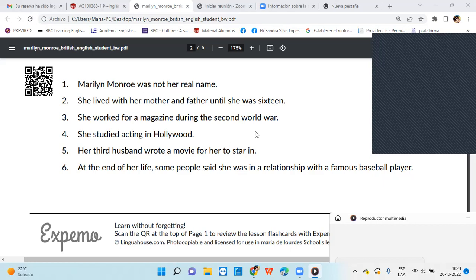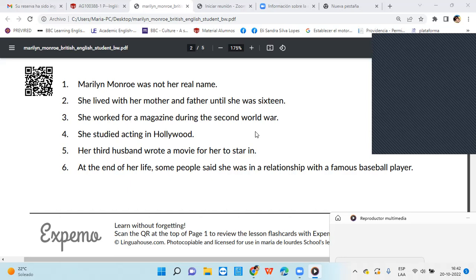She lived with her mother and father until she was 16. False, because she lived with foster families. Okay, and why not with her mother? Her mother was a single mother. And what happened to her mother? She had mental health problems. Yeah, she had mental health problems, right.